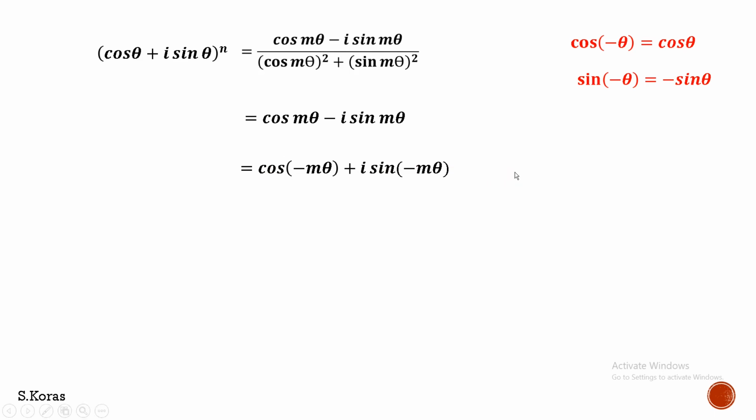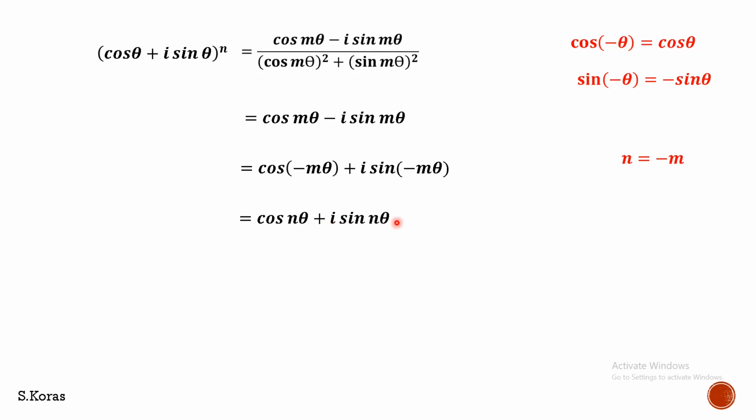We know this minus m is nothing but n, because while we were proving this second case, we treated this n as a negative number. That negative number is treated as minus m. So this minus m is nothing but n. Now let us replace this minus m by n. So cos n theta plus i sin n theta. So now we have proved (cos theta plus i sin theta) the whole power n is equal to cos n theta plus i sin n theta.